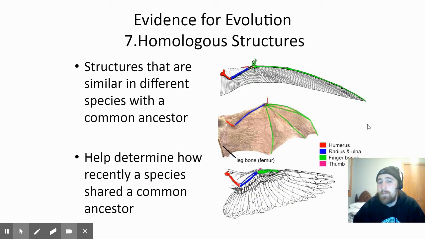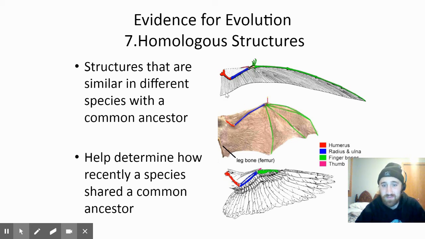The next one is homologous structures. You guys remember we used the prefix homo, like when we talked about homozygous and heterozygous. Homo means same. So these are same structures. These structures are similar in different species with a common ancestor. It helps determine how recently a species shared a common ancestor.